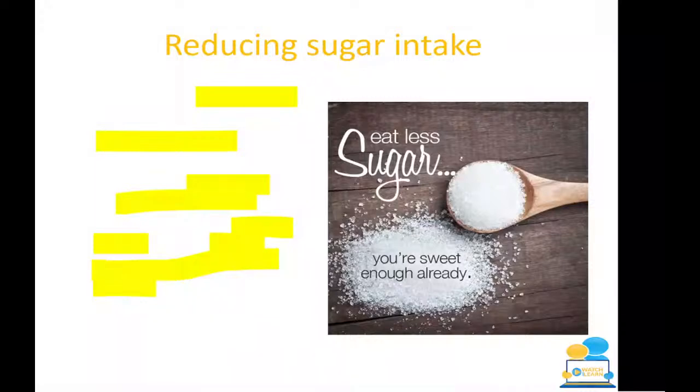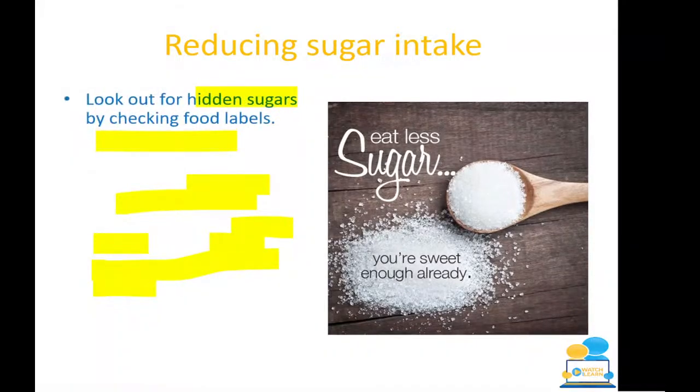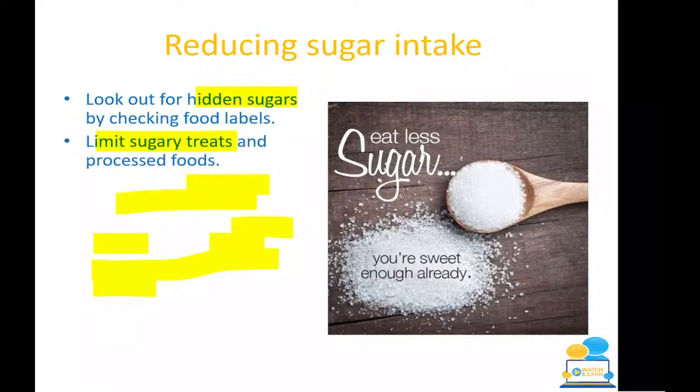So how to reduce our sugar intake. Now this is something you hear your teacher talking about a lot, whether it's in practicals when you're trying to make stuff slightly healthier, or in CBA 2, or in a lot of the sample papers. These kind of questions come up a lot. So look out for hidden sugars. We remember that they usually end in OSE, so the likes of your dextrose, your sucrose. We should always look at them on the food labels, and every food in Ireland is a legal requirement to have a food label. So you should limit your sugary treats and processed foods. Refer back to the food pyramid, eat it sparingly.